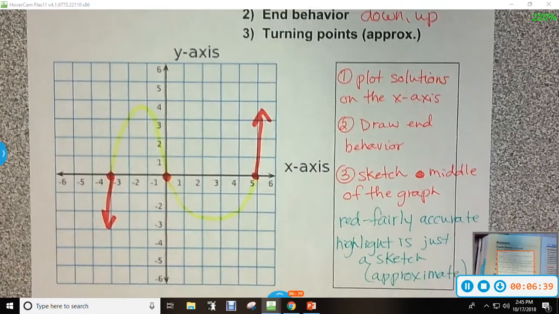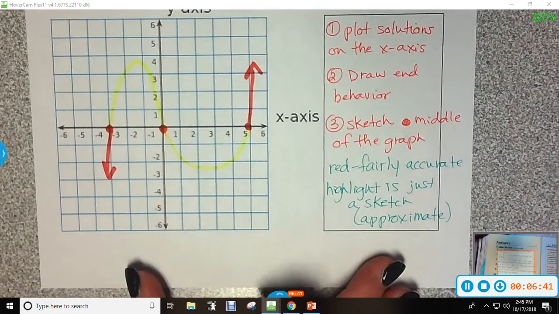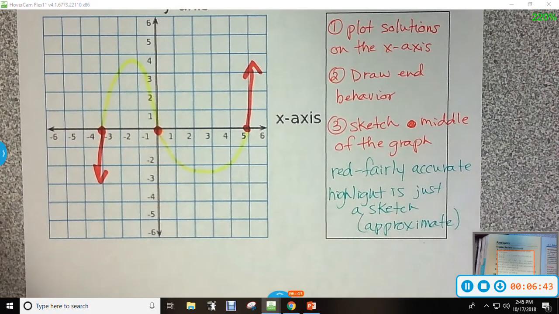Okay, let's scoot that on up for you a little bit. Anybody still copying? Nope. Alright.